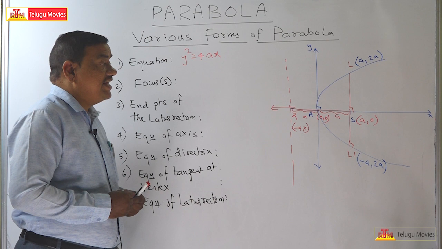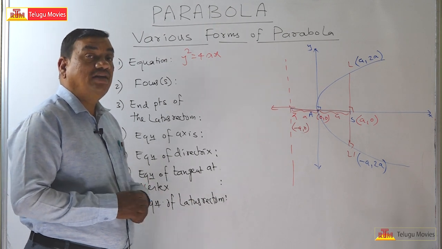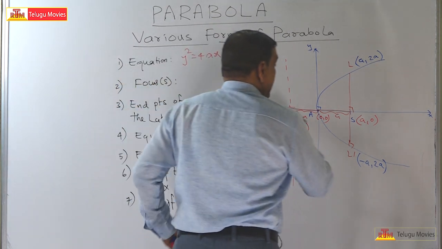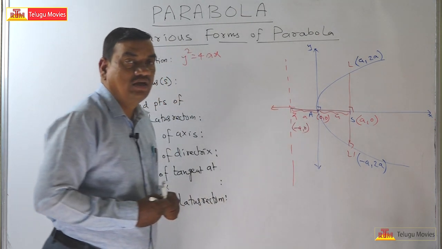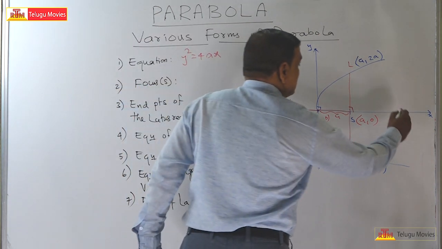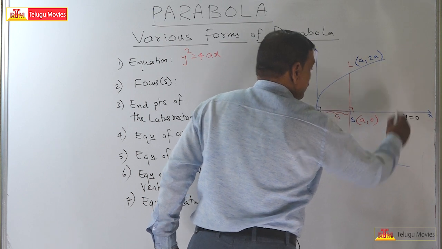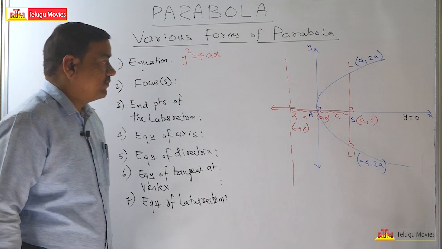The first line is the axis. What is the equation of the axis here? Here the axis is the x axis. What is the equation of the x axis? y is equal to 0, because it is the x axis.